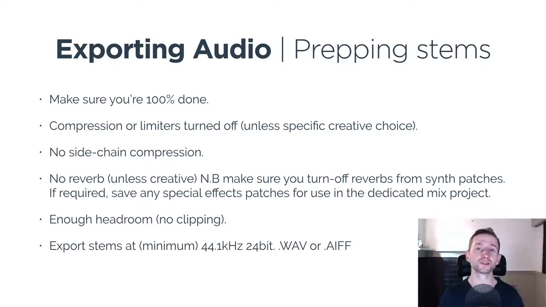Third is make sure that you turn off all sidechain compression effects. Yes, of course we're going to add sidechain compression when we're in the production stage, because sometimes, especially with electronic dance music, it can be a key part of the sound we're going for. But we're going to turn off the sidechain compressors before we export the audio, because then we can add them again in the mixing stage with more control and from a mixing mindset. It's also an effect that's very easy and quick to recreate.